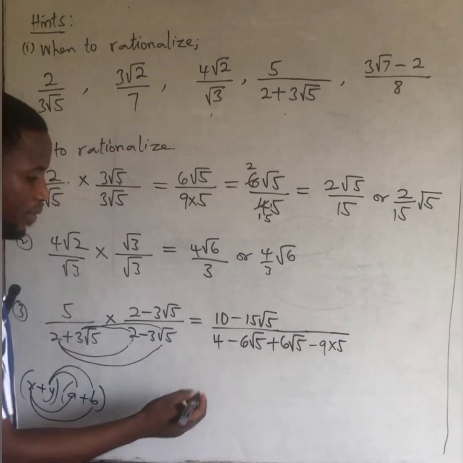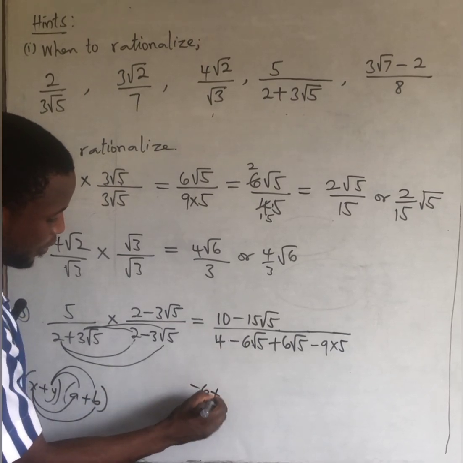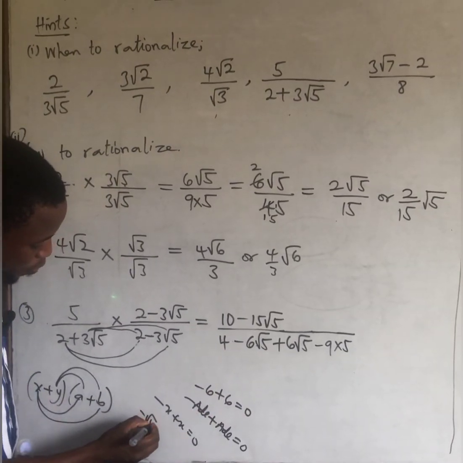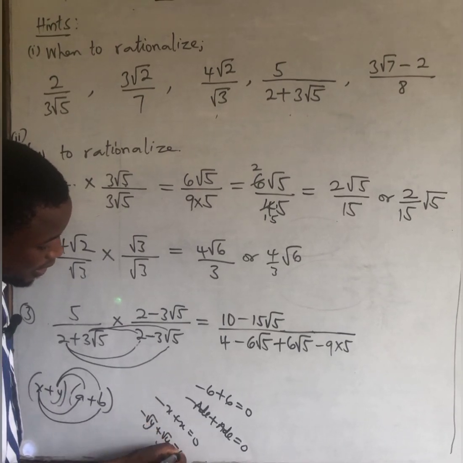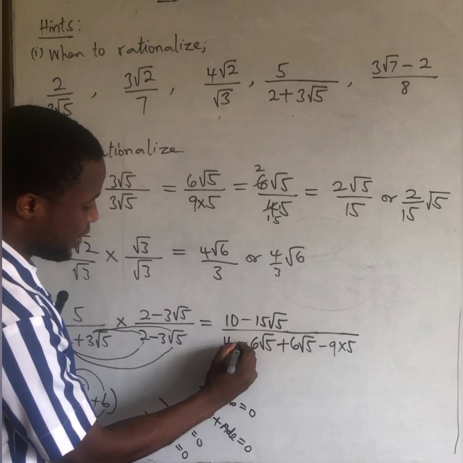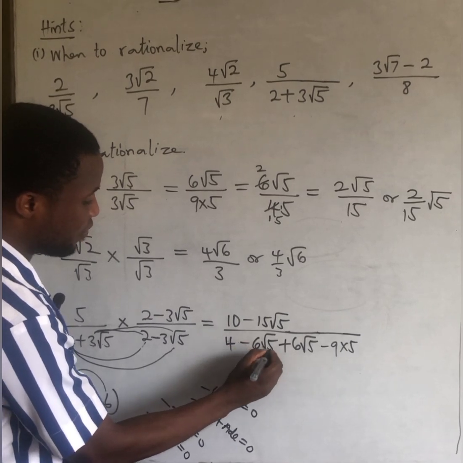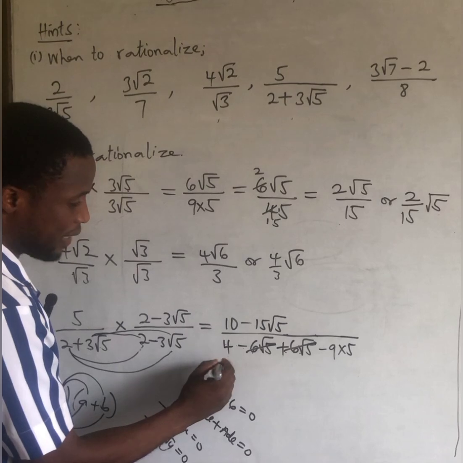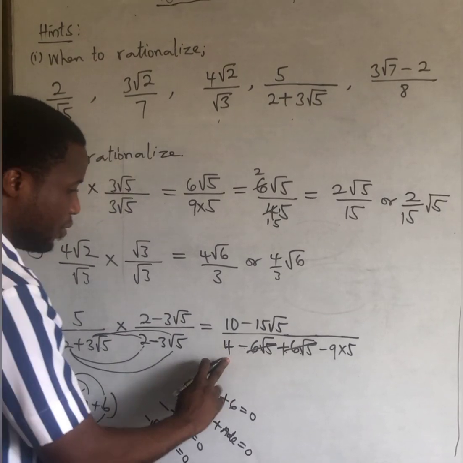So if you observe, minus 6 root 5 plus 6 root 5 is 0. If I have minus root y plus root y, that is 0, because one is minus and the other is plus. So that's what we are doing here. If I say minus 6 root 5 plus this, the same thing, it will turn to 0. So what I have left is 4 and this.